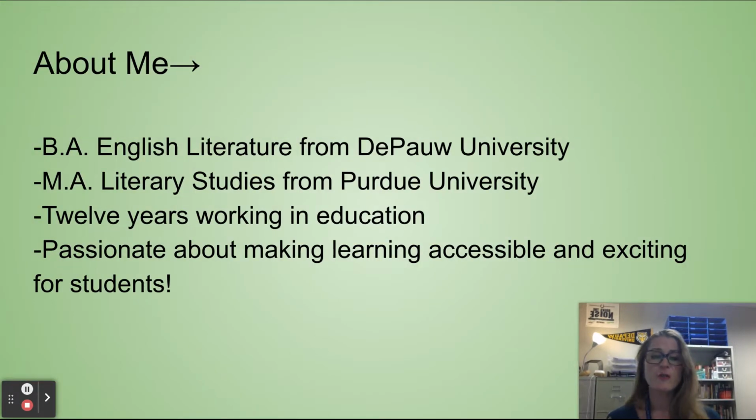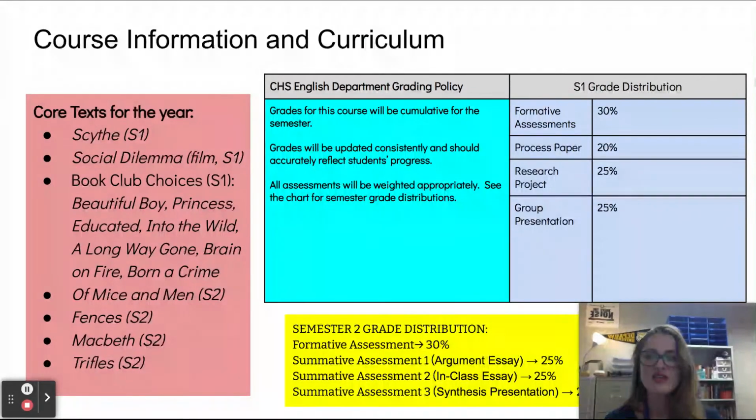So first, just a little background about me. I received my bachelor's in English literature from DePauw. Then after that, I received my master's in literary studies from Purdue. I've been teaching about 12 years, and I really love what I do, and I want to make learning enjoyable for all students in the classroom. It's my biggest goal.